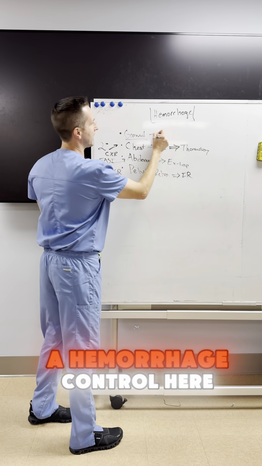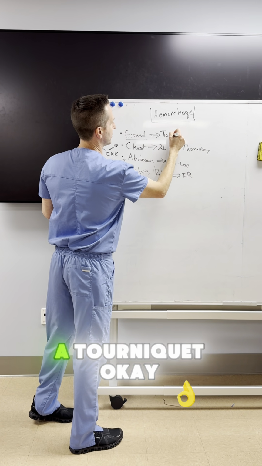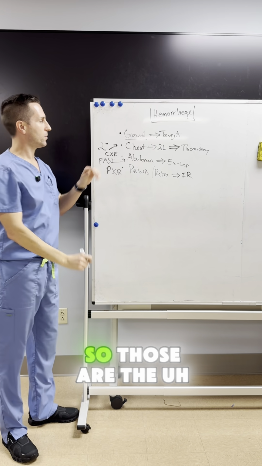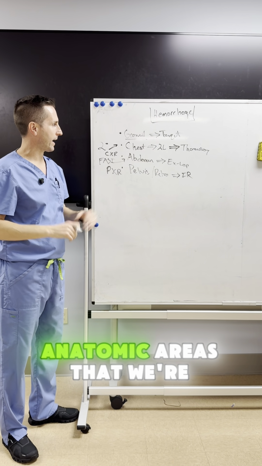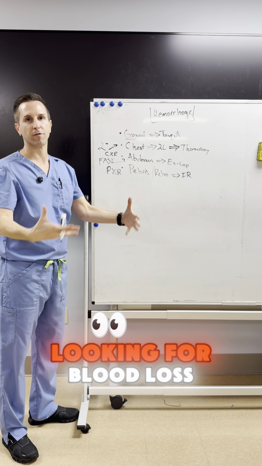Or do I need hemorrhage control here with like a tourniquet? Okay, so those are the anatomic areas that we're looking for blood loss.